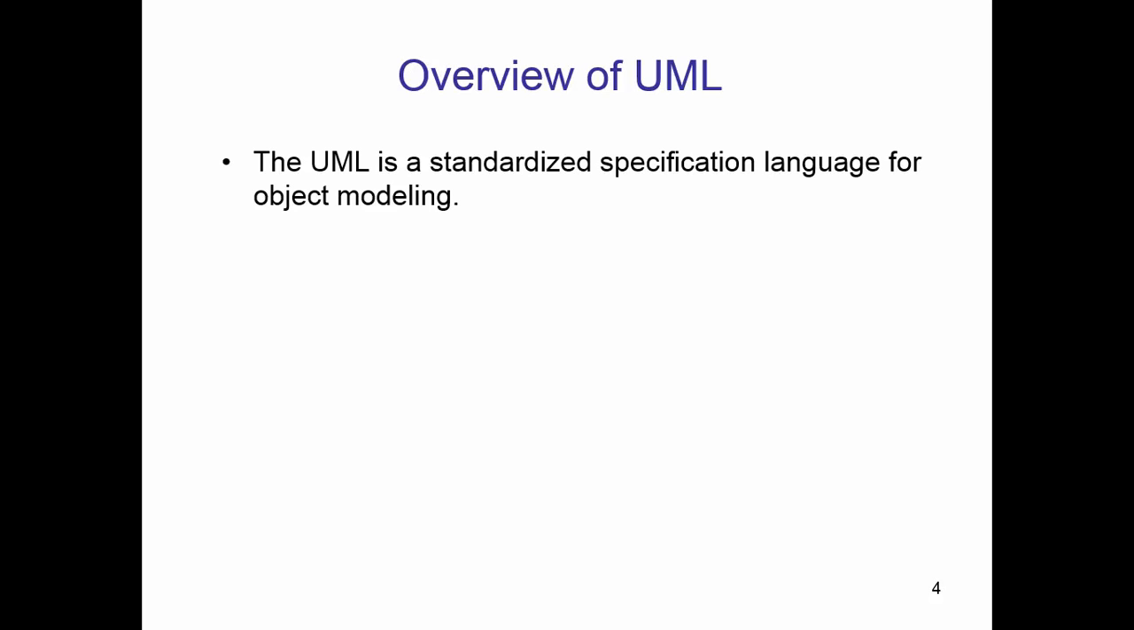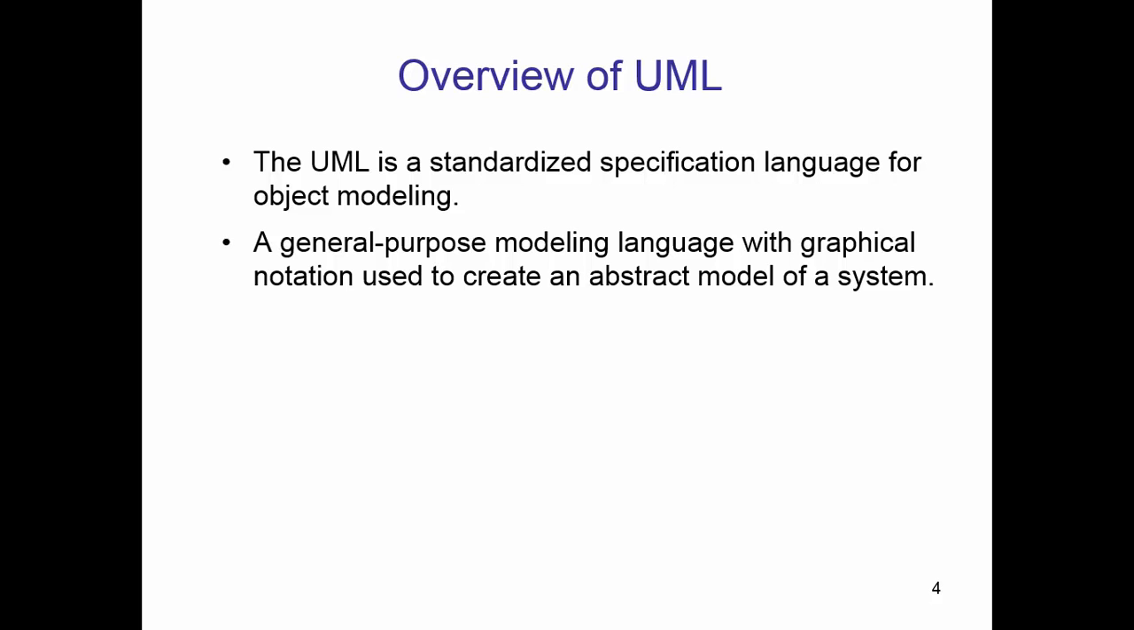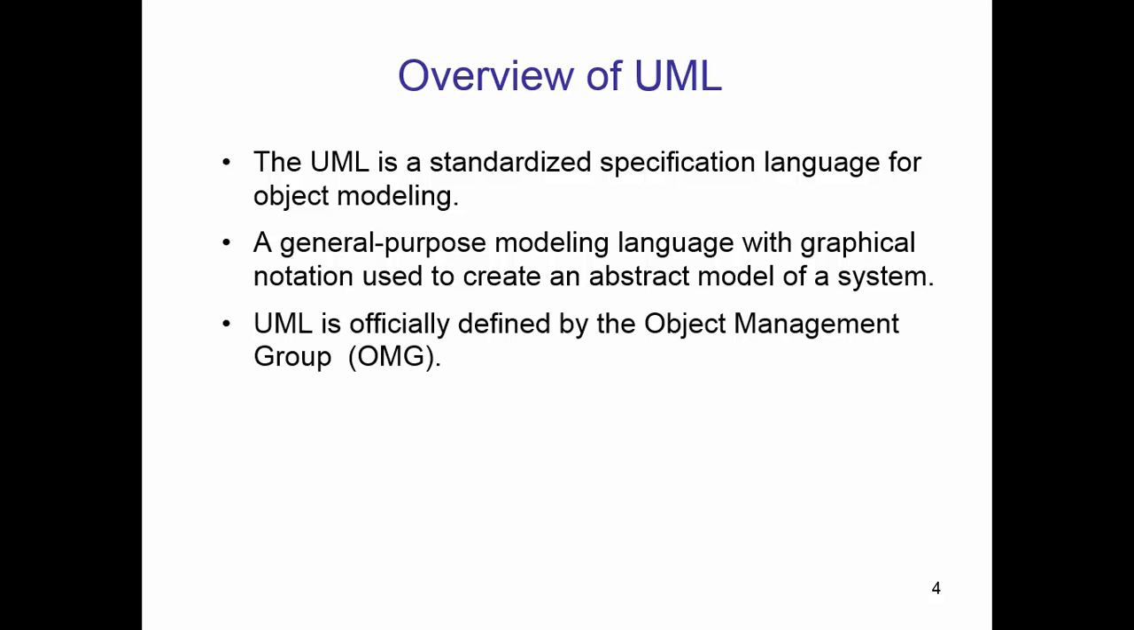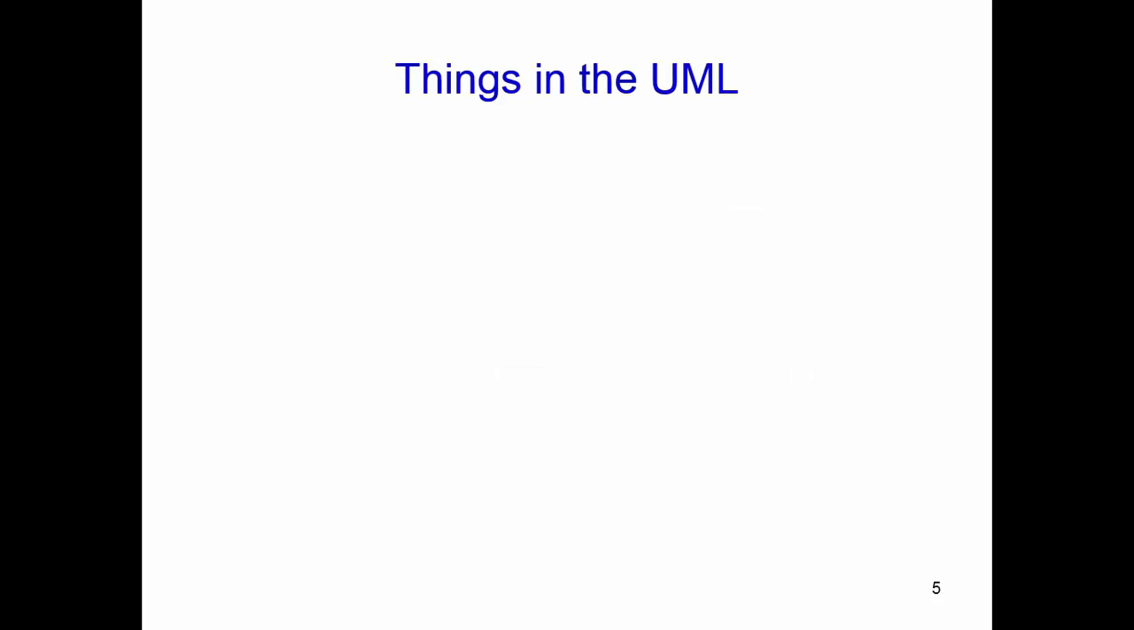This is a standardized specification language for object modeling. It was developed, and I think right now IBM is the one that owns this language. It is a general purpose modeling language with graphical notation used to create an abstract model of a system. So the idea is that you can start putting together some of your concepts for your system. And there are different diagrams that you can use for different purposes. UML is officially defined by the Object Management Group.